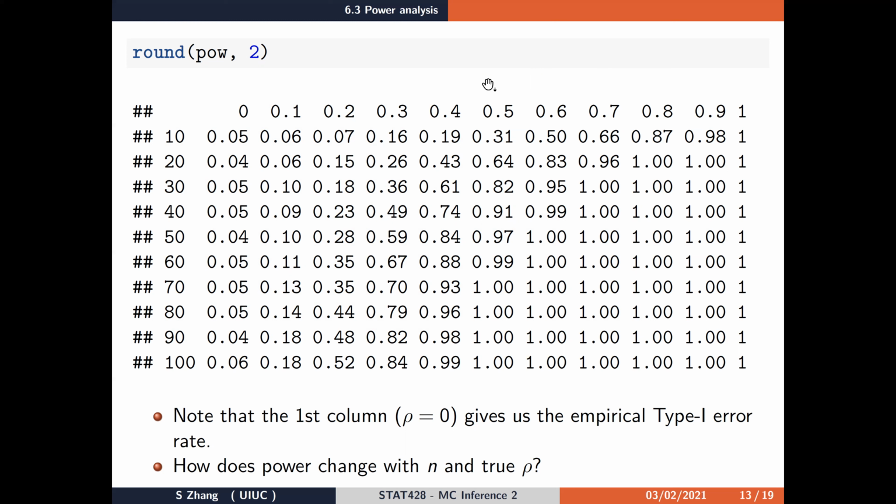Based on this table, we can find out that when n is somewhere between 20 and 30, this is when we can achieve a power of around 0.8. You can see that for the rho equals 0.5 case, when n is 20, our power is 0.64, which is lower than 0.8. And when our sample size is 30, our power increases to 0.82, which is slightly higher than 0.8.